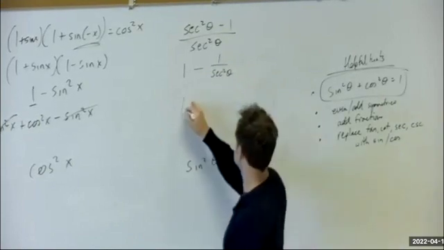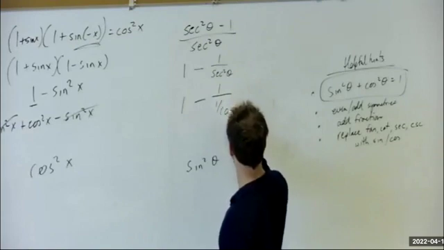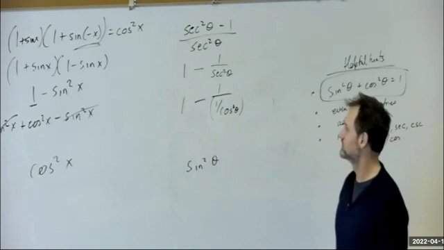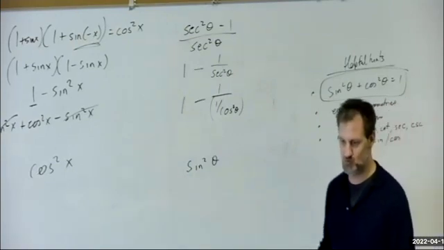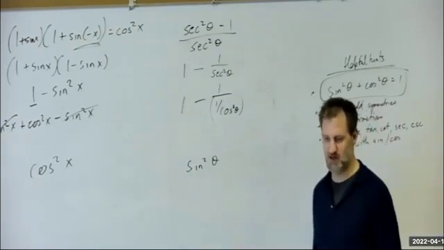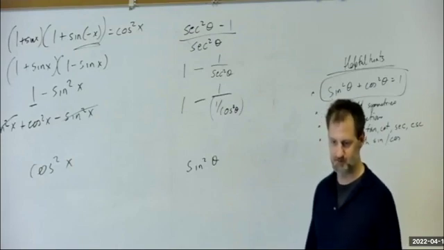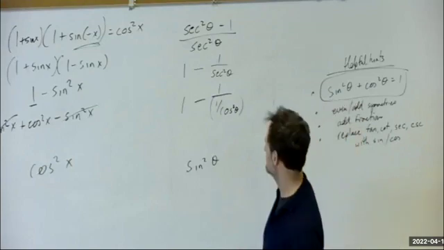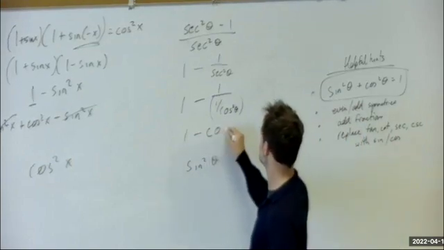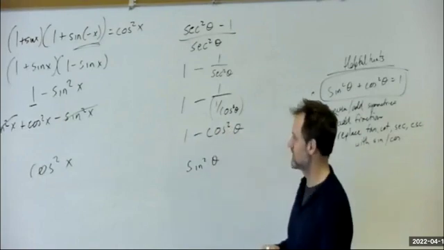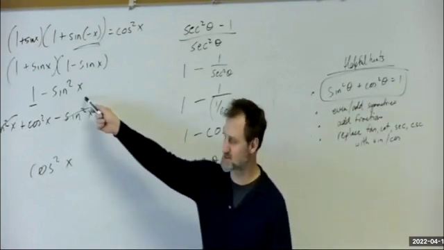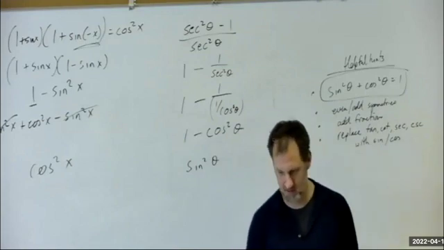Again, fraction skills coming into play here. What is 1 over cosine squared? We're going to simplify it. Is that just cosine squared? Yeah. And here we are, basically the same place we ended up last time.